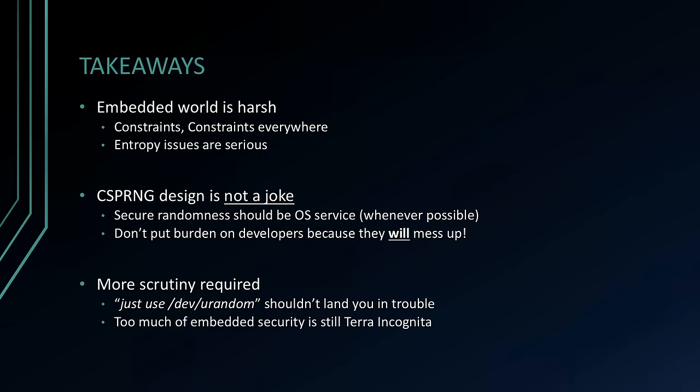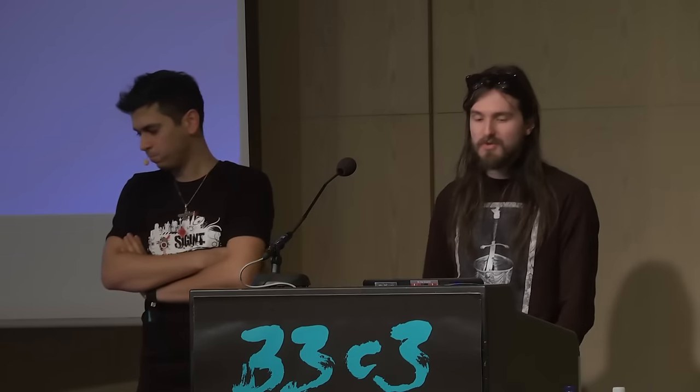And you want to give a takeaway? Sure. So what are the takeaways from this talk? Well, the first one is that the embedded world is harsh because there are constraints everywhere, and low entropy issues are very serious, and it's hard to deal with these in an operating system that seeks deployment across various kinds of chips with different capabilities. CSPRNG design is not a joke. Secure randomness should be provided as an operating system service whenever possible.